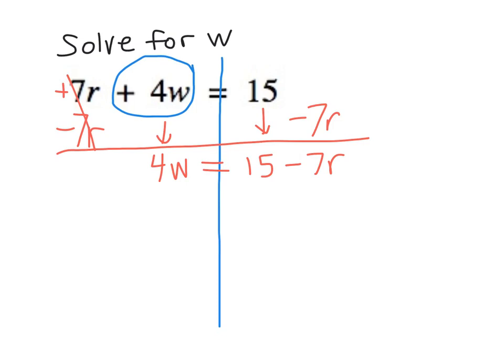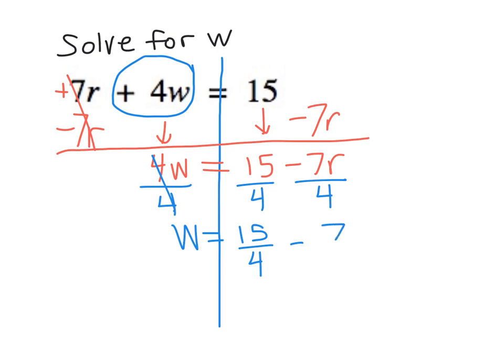Okay, so we're getting close, but now that we only have one term on the left side, my w is being multiplied right now times 4. So the inverse of multiplication is to divide. So I'm going to divide all three terms by the 4. So I have w equals 15 over 4 minus 7 over 4r.